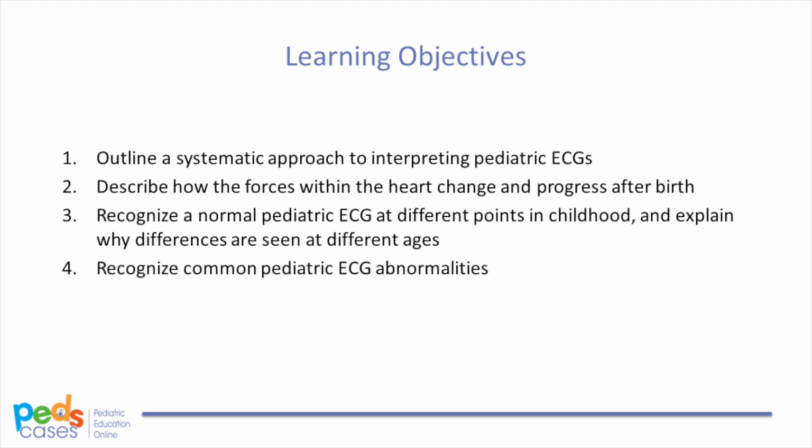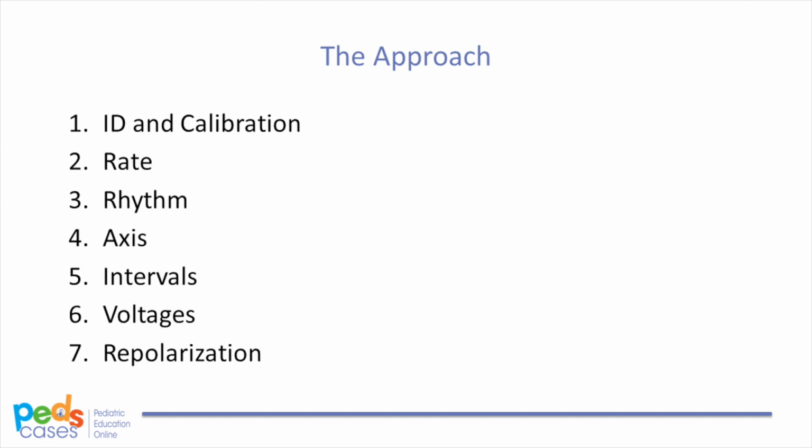Since this is quite a visual topic, we will be working through an example as we go along, and we would encourage you to listen while viewing the corresponding video presentation available on the PedsCases website. The basic approach in pediatric ECGs is similar to the approach for adult ECGs and consists of ID and calibration, rate, rhythm, axis, intervals, voltages, and repolarization. While this approach is similar to ECG interpretation in adult patients, this podcast will highlight the unique features of pediatric ECGs. We will discuss the differences and summarize them as we go.